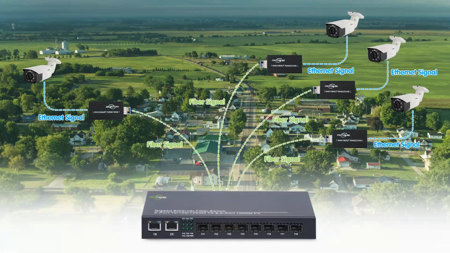Typically, if you want to expand your fiber network, you'll rely on a setup that looks something like this. You use a fiber switch at the control center, and then media converters at each of the edge locations to convert the fiber signal back to something usable like Ethernet. While this works well, it comes with some downsides.